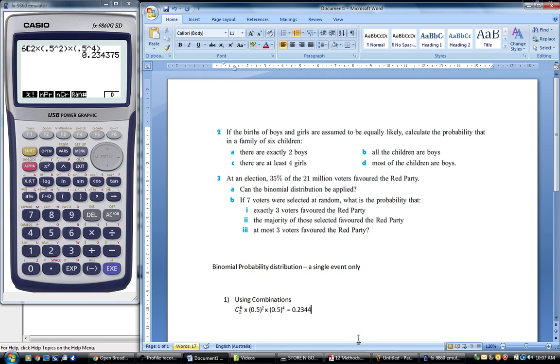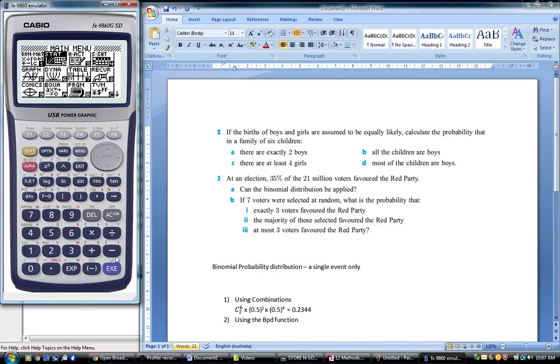0.2344. Okay, now the second way that you can do this is using the BPD function in your calculator, in your statistic menu. Okay, so the way we do that is we go to menu, stat, alright, we go in there, distribution. We're not using a normal, we're using a binomial distribution, and BPD because we're only calculating a single event. Alright, make sure this is set as variable. We're not using any data from the lists. Okay, so change that to VAR for variable.